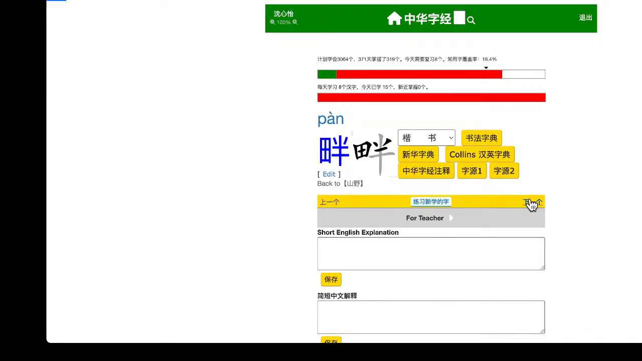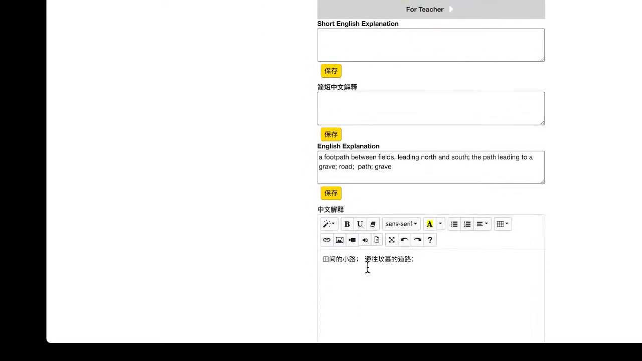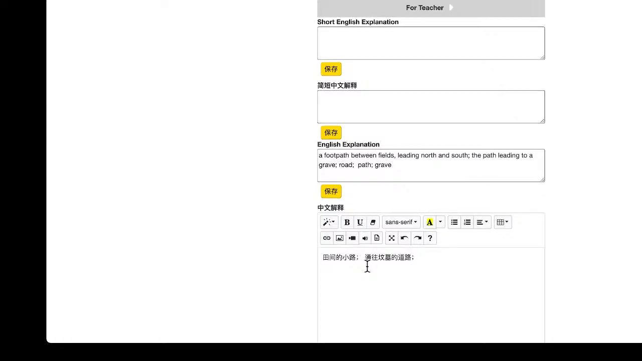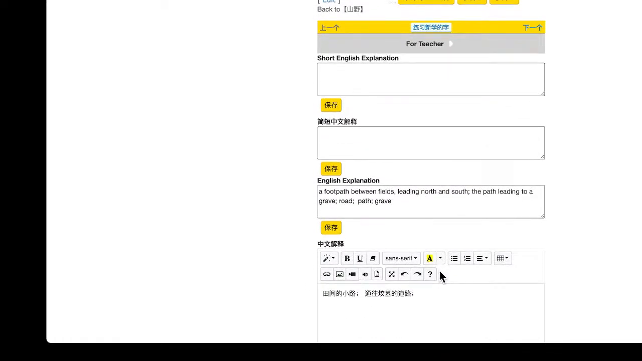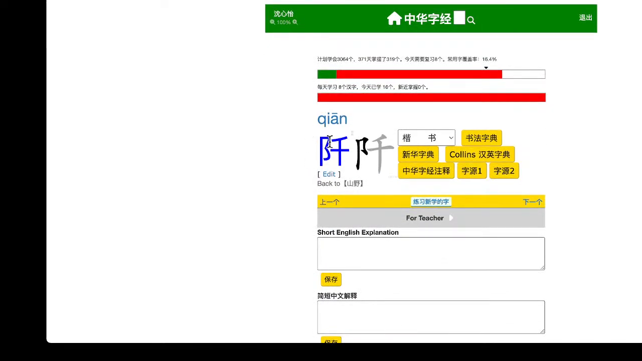Next one, 阡. Now 阡 means 阡陌, the footpath between fields. Okay, 阡陌. 阡 means those paths running along the north and south, and those are called 阡. Now it also refers generally to those small roads in the wild, in between the agricultural fields. It's called qian.